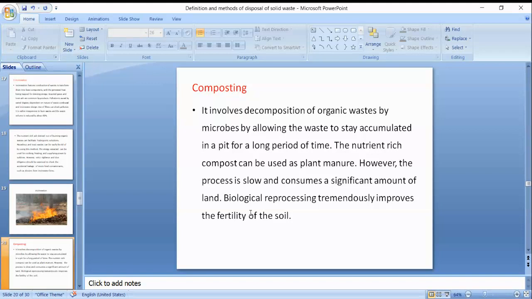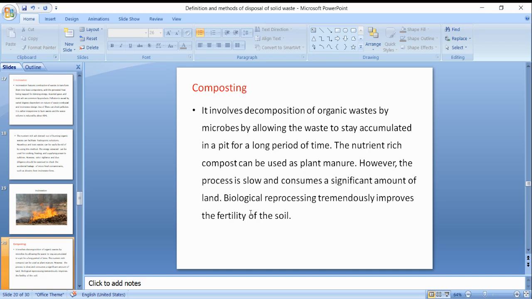Next comes composting. It involves the decomposition of organic waste by microbes, by allowing the waste to stay accumulated in a pit for a long period of time. What do we mean by composting? The waste which can be decomposed is put in a pit for a period, so that it decomposes, and the nutrient-rich compost can be used as plant manure.